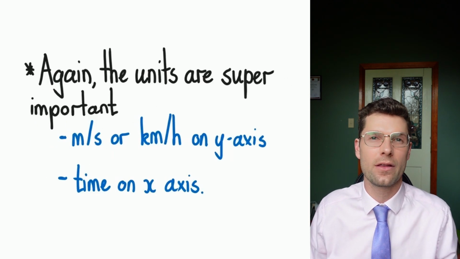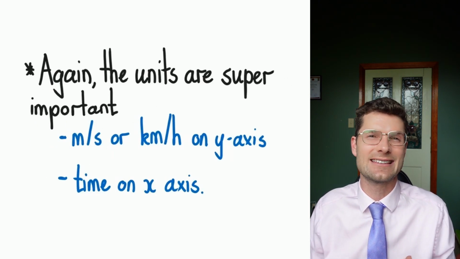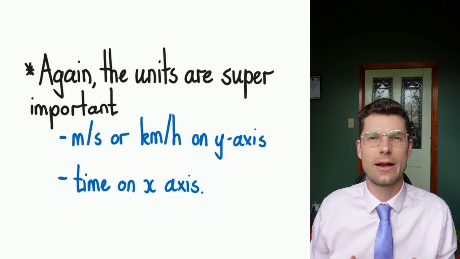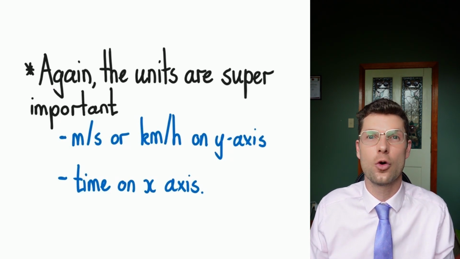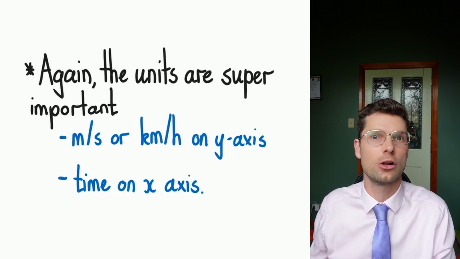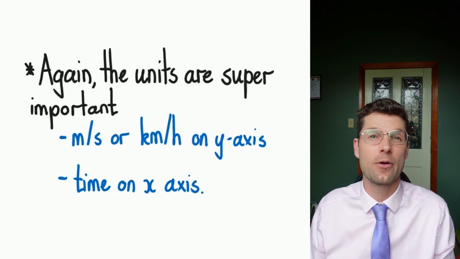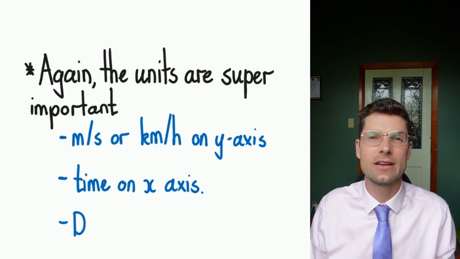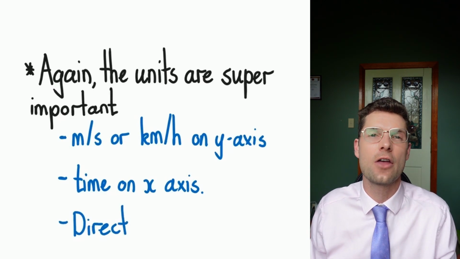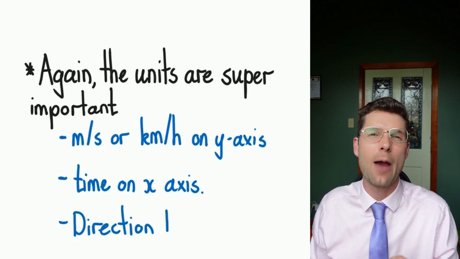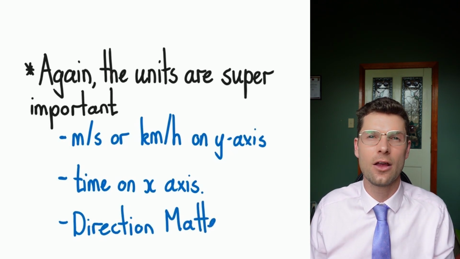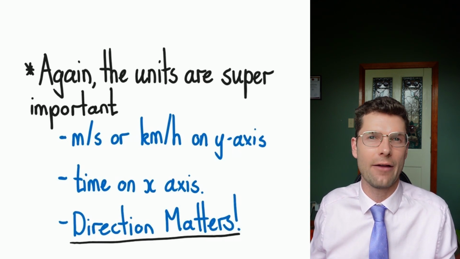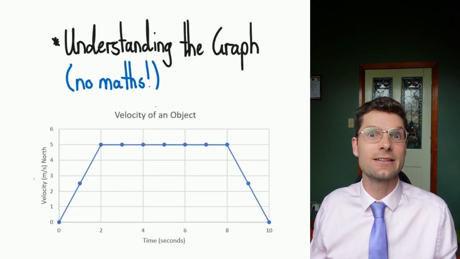Again, the most important thing that we look at before we even get started with these velocity time graphs is that the units are incredibly important. We need to make sure if we're moving in meters per second or kilometers per hour, and we need to know if time is in seconds, minutes, or hours. Another thing that's really important is because velocity is a vector, the direction matters as well, and we're actually going to see that in the next lesson where we can have a negative velocity and what that actually means to our graph.